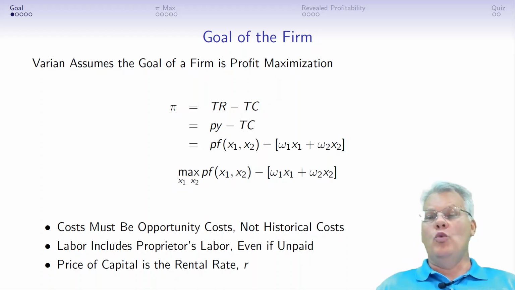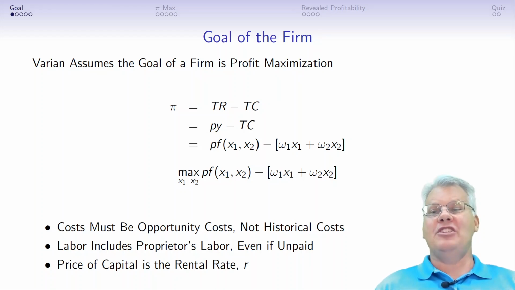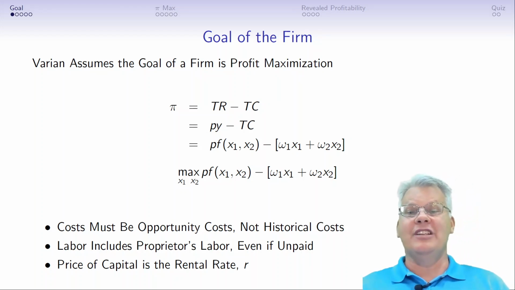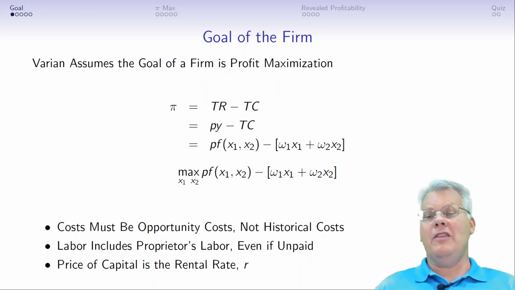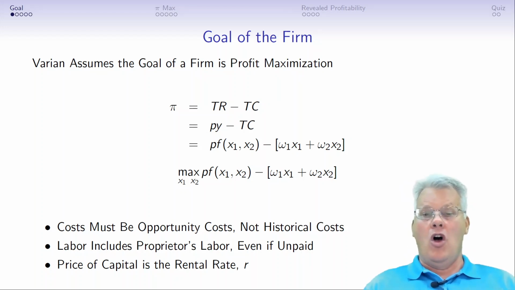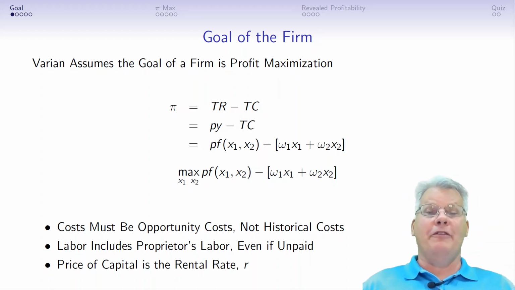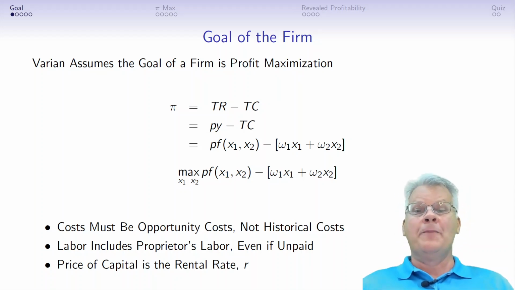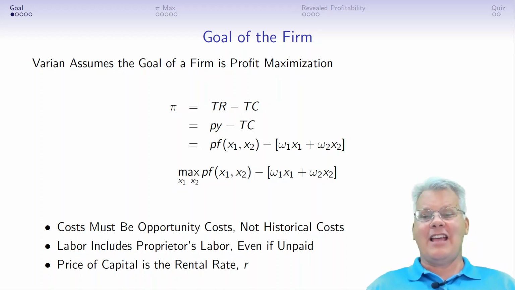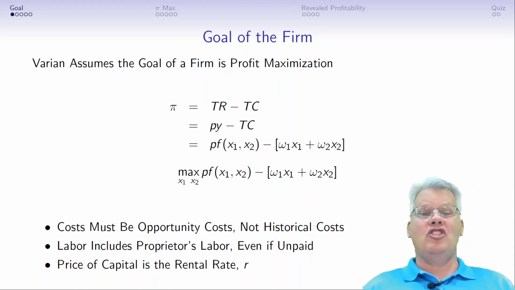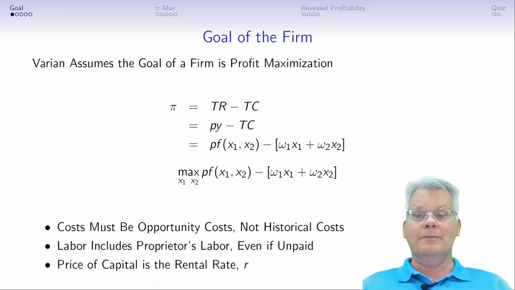So total revenue would be the price at which output is sold times the units of output that are produced, and total cost would be the dollar amount that's spent on the inputs of production, which, remember, we made the simplifying assumption there were only two, x1 and x2. And this W-looking letter is actually the Greek letter omega. So omega 1 is the price of factor 1, omega 2 is the price of factor 2.